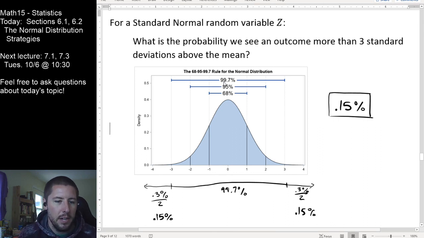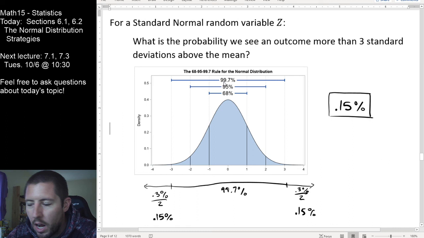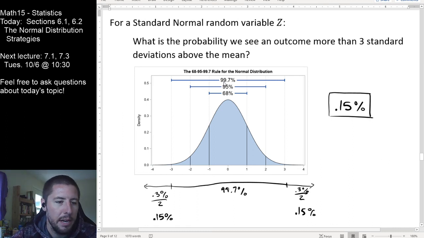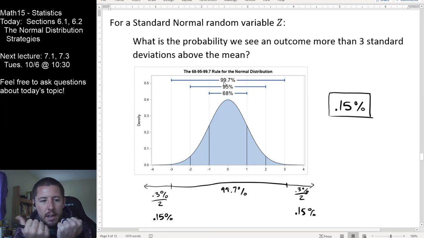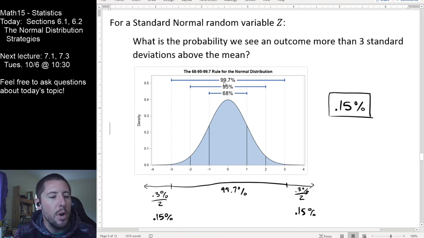It's out of 100, right? Out of 100%, 99.7% were in the middle. The remaining 0.3% must have been split amongst the tails. And since there's 2 tails, I split that 0.3% equally among the 2 tails to get 0.15%. Right?